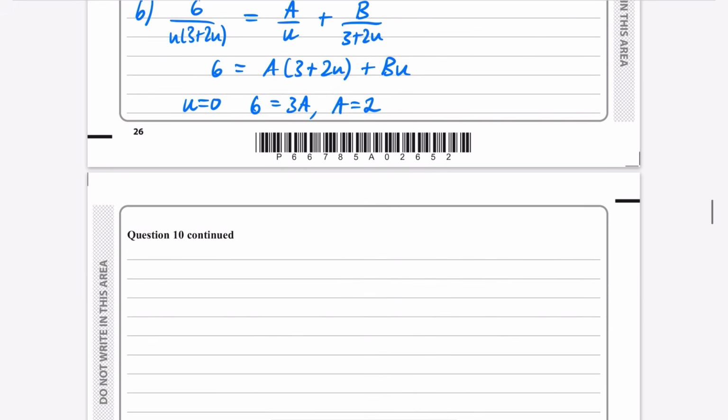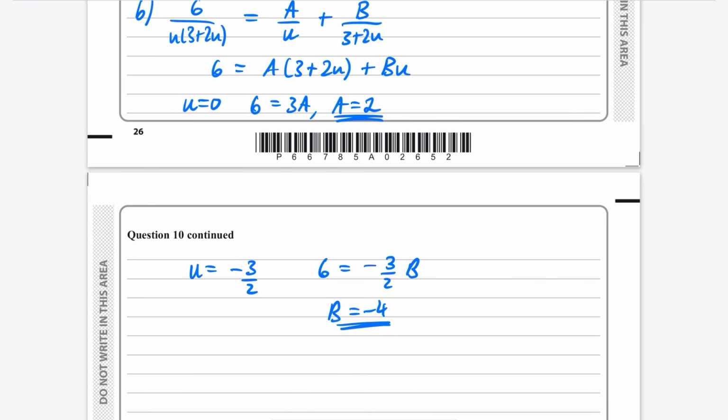And we can now say if u was equal to minus 3 over 2, we get that 6 is equal to, that would make this whole thing become 0. That's why I picked minus 3 over 2. That would be that 6 is equal to minus 3 over 2 b. So I'm going to do 6 times 2 divided by 3. That means that b is equal to minus 4. So a is 2 and b is minus 4 for this particular one.